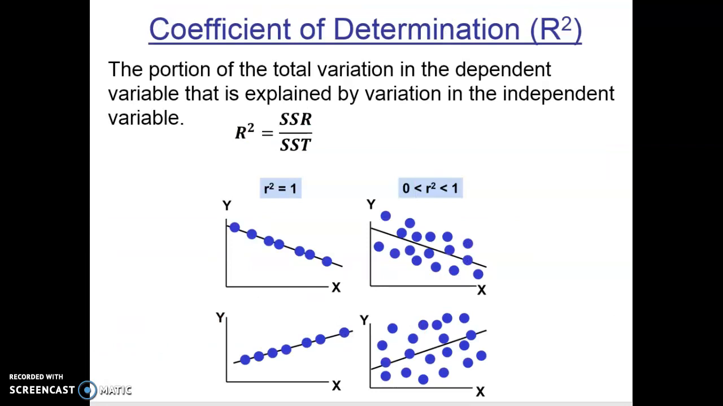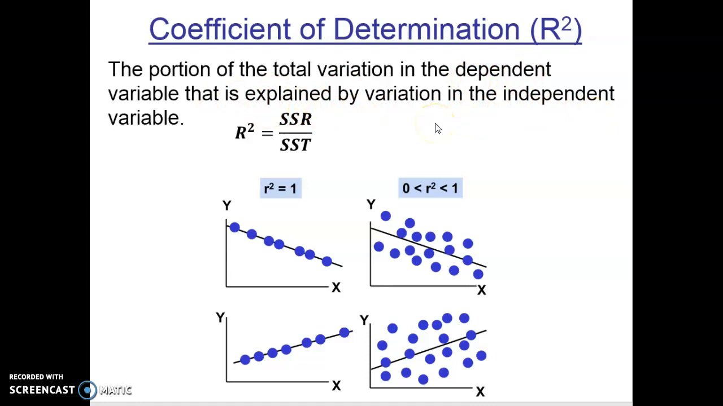Another metric that is often used to evaluate regression is called the coefficient of determination, also known as R-squared. This coefficient tells us the portion of the total variation in our dependent variable, y, that is explained by the variation in the independent variable. So if we're talking about square footage as our independent variable and price of homes as our dependent variable, R squared is going to tell us the portion of the total variation in price that is explained by the variation in square feet.